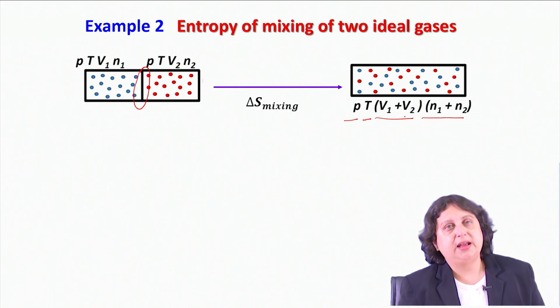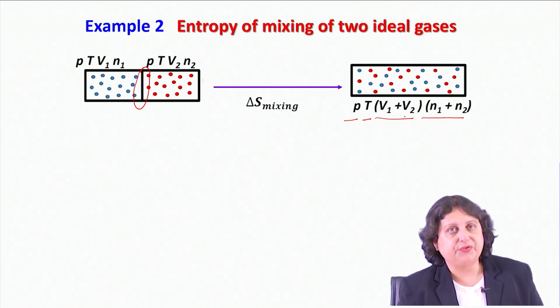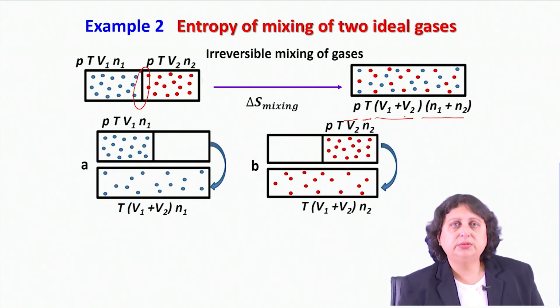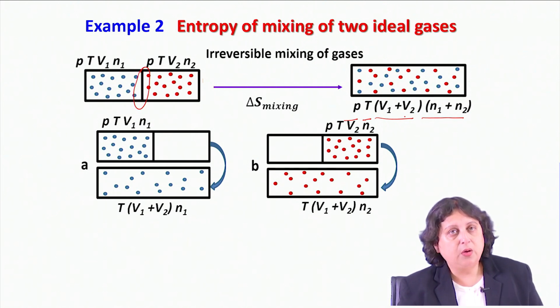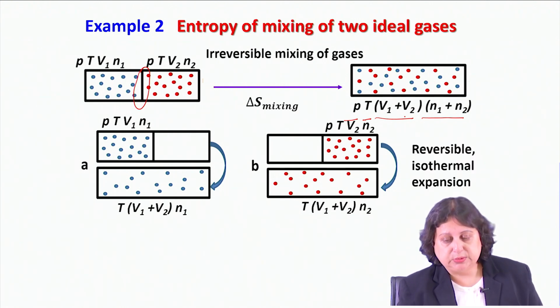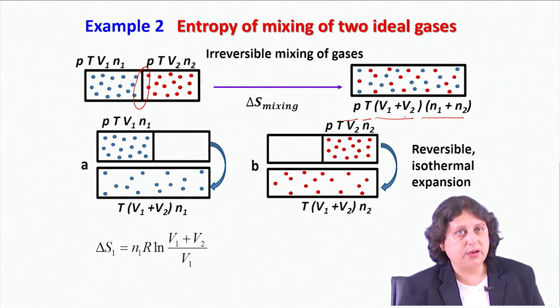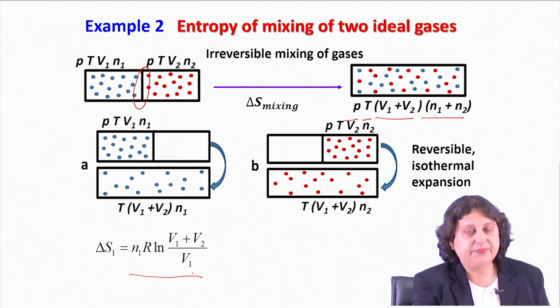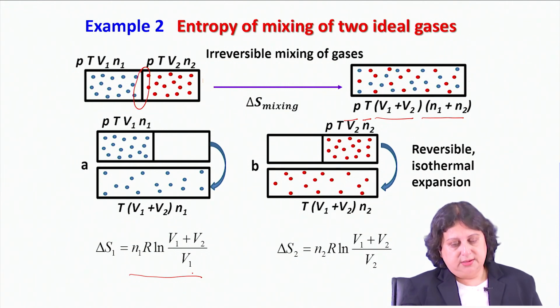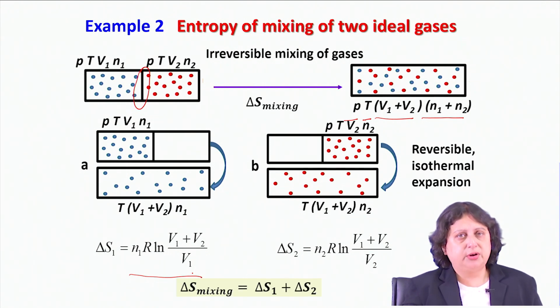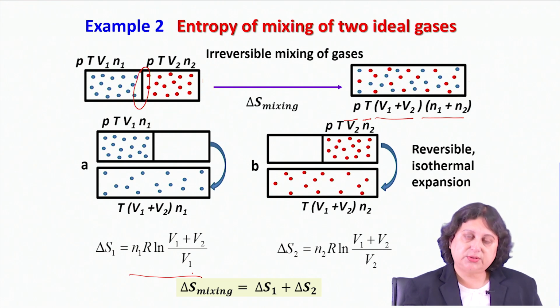This is a mixing process, and I ask the question: how do we find out the delta S for a process like this? In order to do this, I will devise two thought experiments where I will take each type of gas and allow it to expand isothermally from a volume V1 to a volume V1 plus V2. So under such condition, what is going to be the change in entropy for my gas 1, which is colored in blue? That will be given like this. And the corresponding change in the entropy of the red gas, gas 2, is going to be given by this. Usually for mixing, delta S mixing in this case will be given by delta S1 plus delta S2.